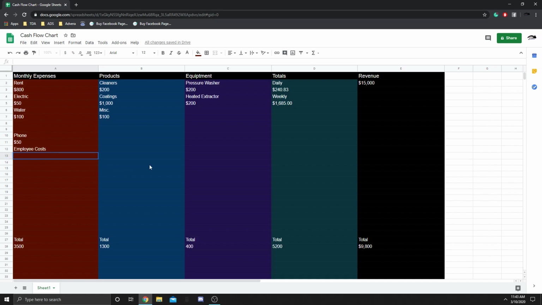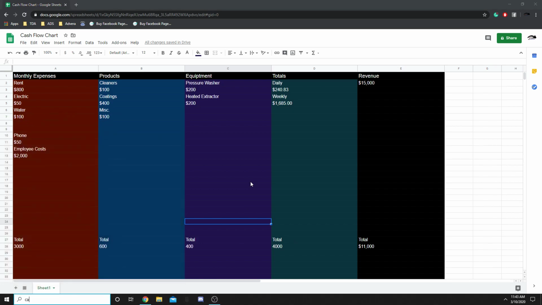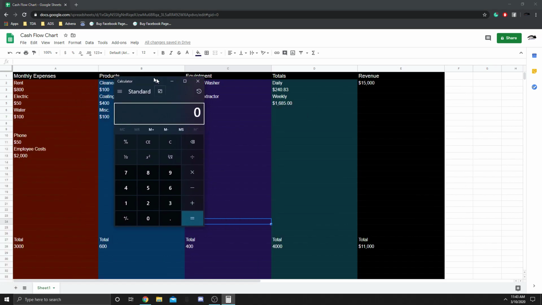If you're paying yourself, let's just say you want to pay yourself $2,000 a month, you can change that number to whatever you want. Let's say in cleaners, you're probably doing maybe $100 a month of cleaners. For coatings, you're probably only buying $300 to $400 worth, and then you have your miscellaneous expenses. You probably will keep $400 to $600 a month in here that you want to buy. So let's go ahead and recalculate these numbers.